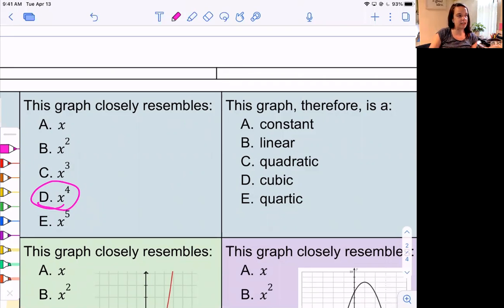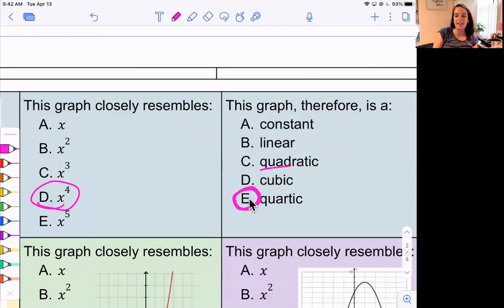This one's tricky. 5, 4, 3, 2, 1. All right, look at these results. Lots of people thought maybe it was quadratic. Most people thought it was quartic. The correct answer is indeed quartic.